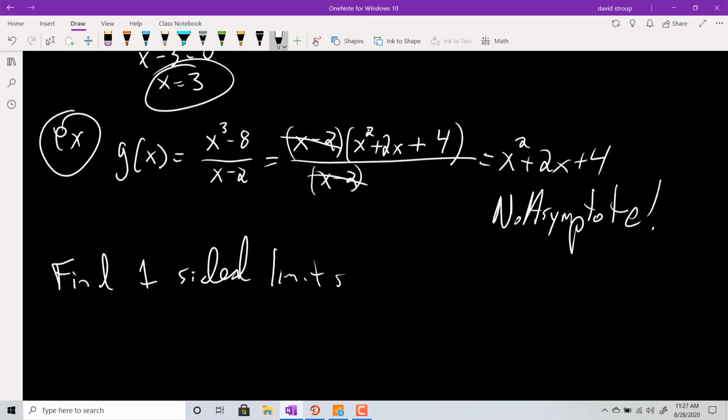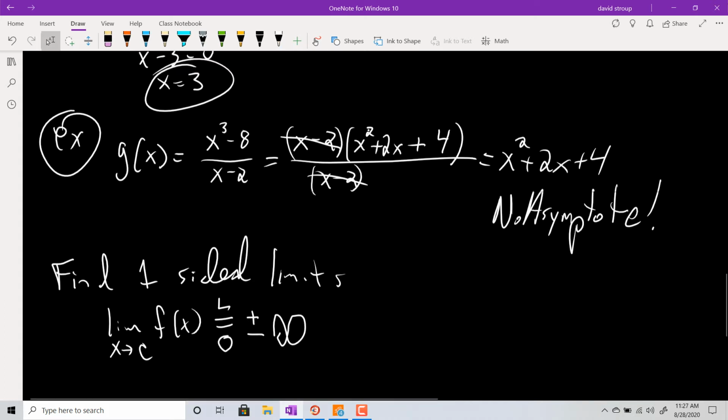Well, the infinite types is what I'm kind of looking at here. The first thing to note is that if you have the limit of a function f of x as x approaches c, and you plug stuff in and you get a number up top and a 0 in the denominator, it's going to be either plus or minus infinity.